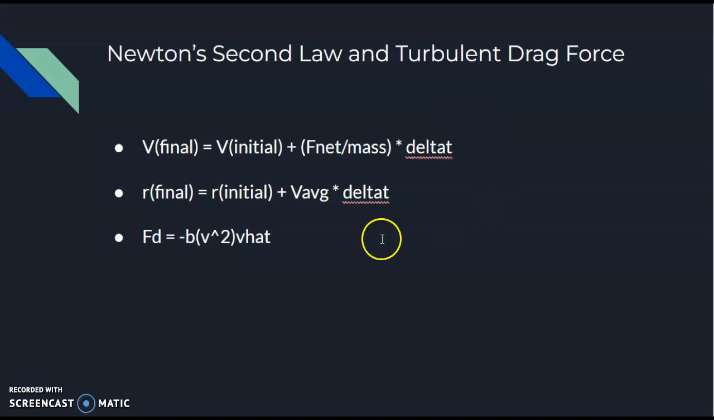And then the last formula we have here is the drag force. The drag force equals negative b times v squared times v hat, where b is the drag constant.